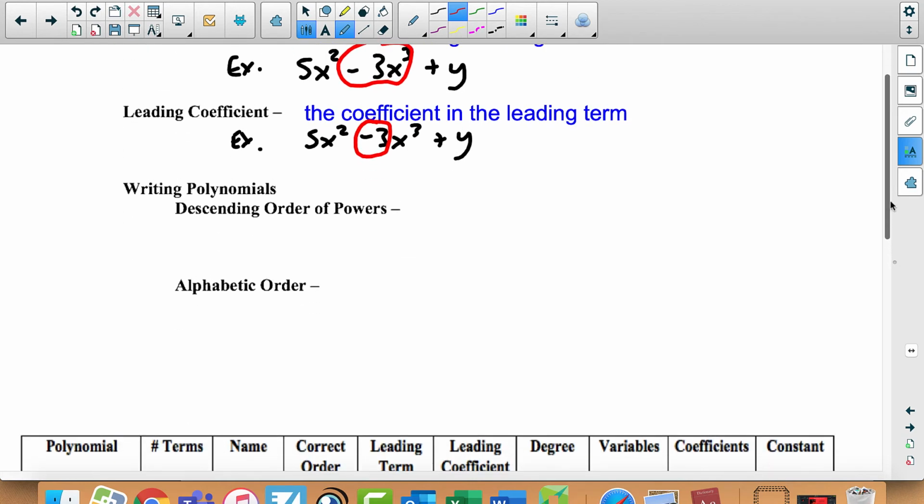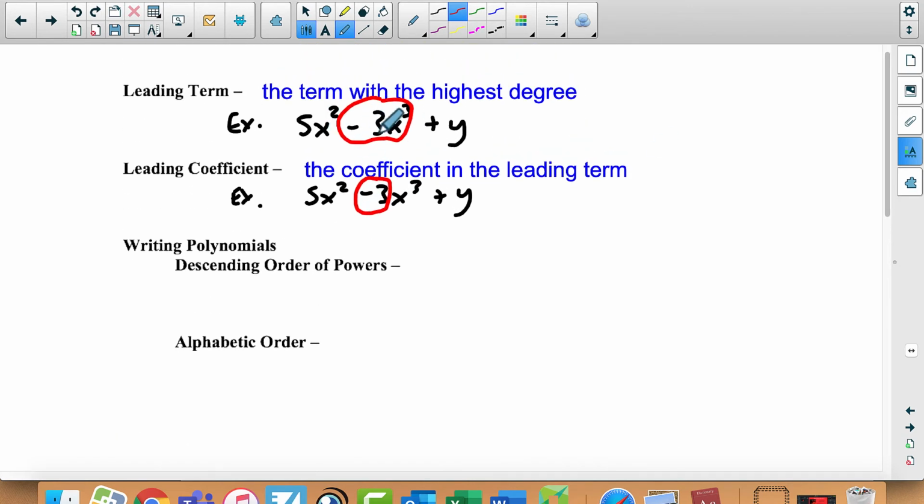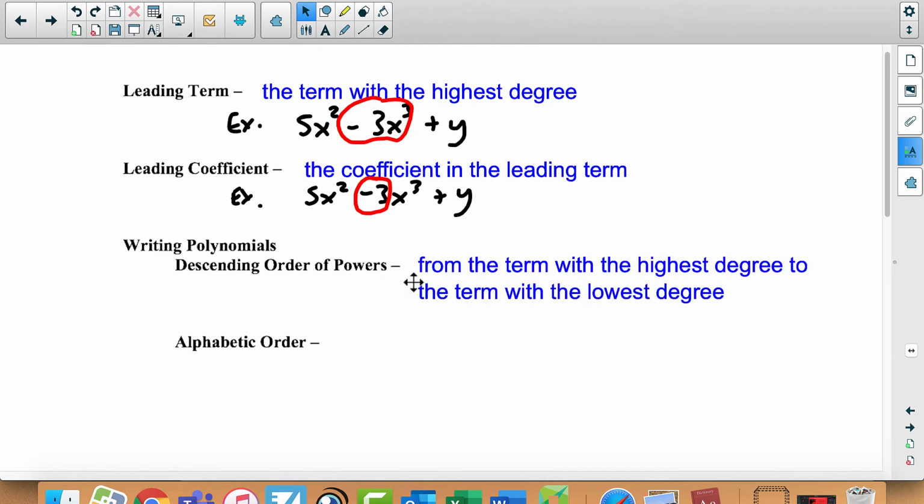Okay, how we usually write polynomials is not the way it's written here. We usually do it in descending order of powers. So we go from the term with the highest degree to the term with the lowest degree. So let me rewrite this thing that we just had up here. Let me write it in the correct order. You'd actually write the leading term first. So remember, the leading term includes that negative. So you would have negative 3x cubed.